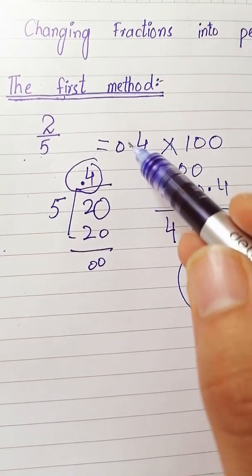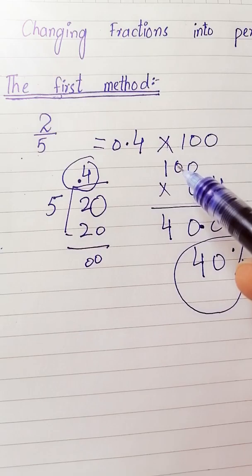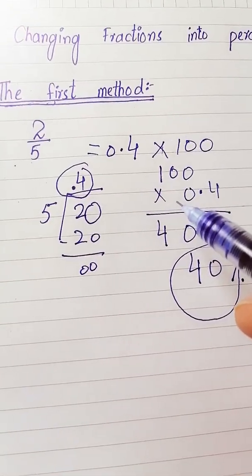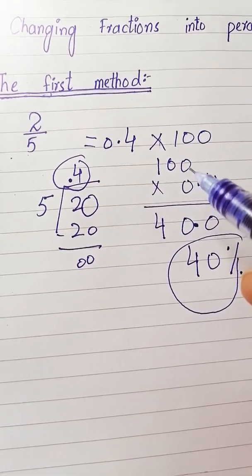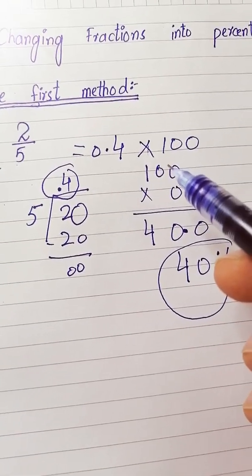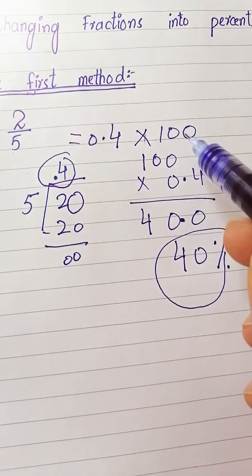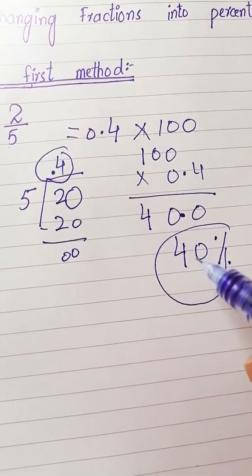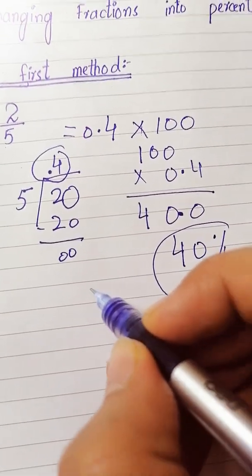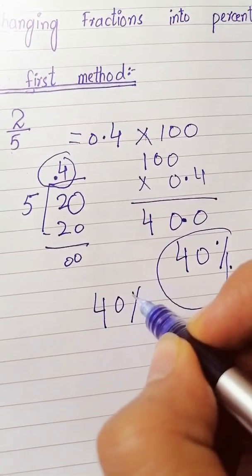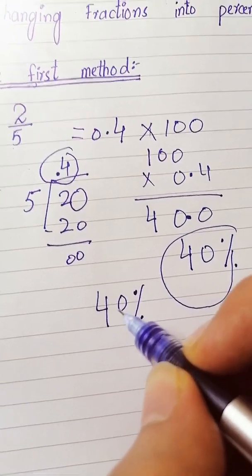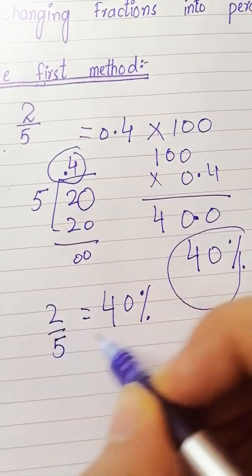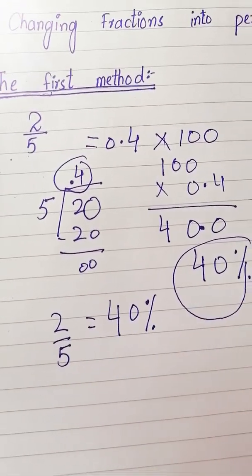Then we change this decimal form of the fraction to percentage form by multiplying it with 100. I told you why we multiply it by 100, because percentage means per 100. So we multiplied it and we got 40. This 40 means 40 percent, so we write the sign of percentage. It means the fraction 2 by 5 is equal to 40 percent.